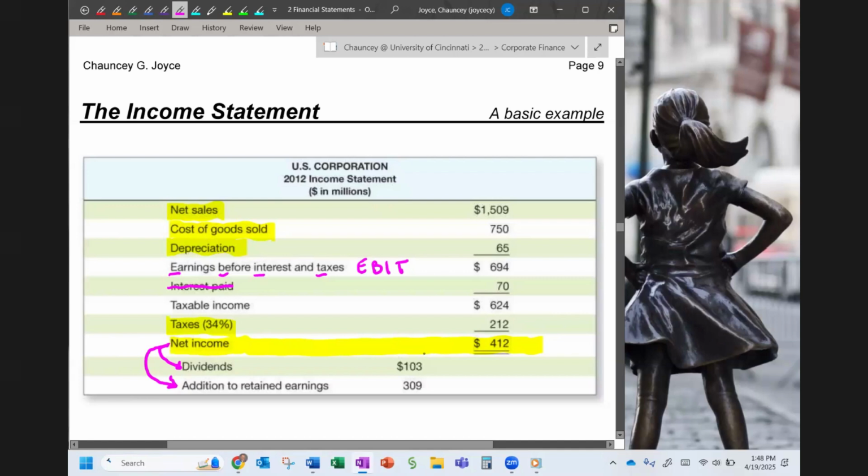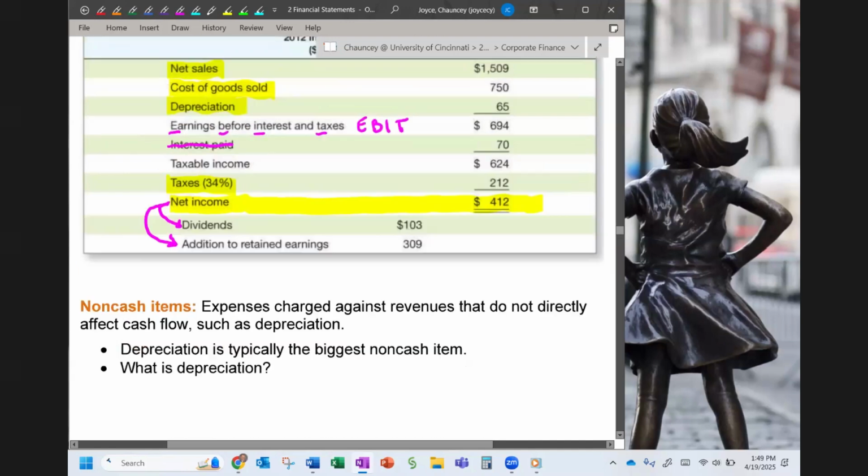There are a couple non-cash items we see here, and the most important one is probably depreciation and amortization. Non-cash items are expenses charged against revenues that do not directly affect cash flow, like depreciation. But be careful with this. Depreciation does impact cash flow. While it may not do it directly, there is an indirect effect. Take a second to see if you can figure out how.